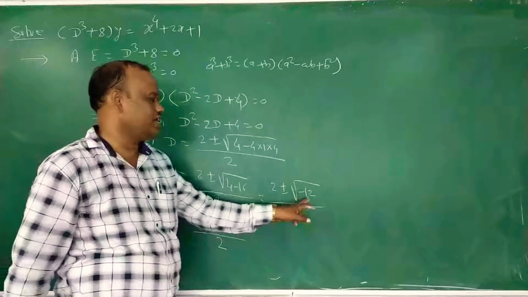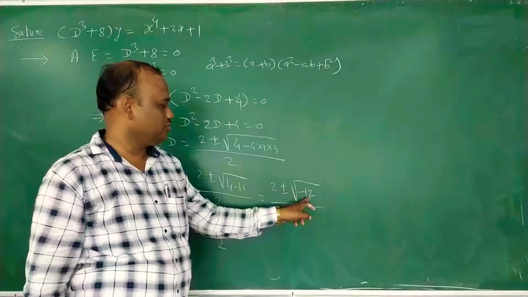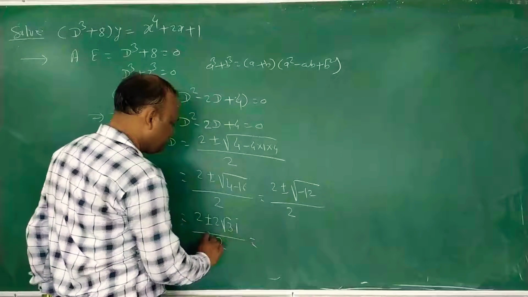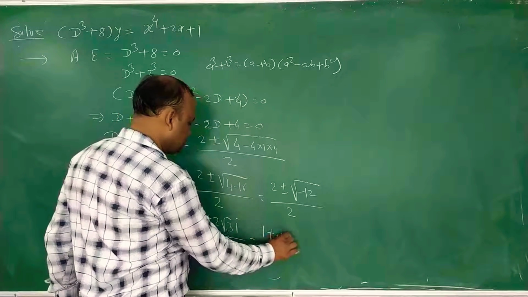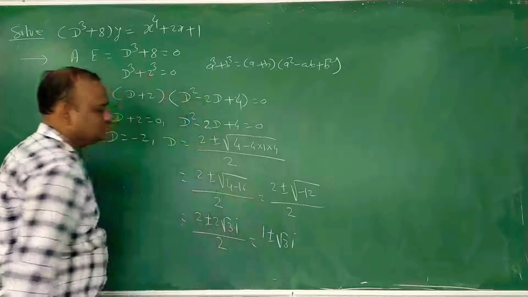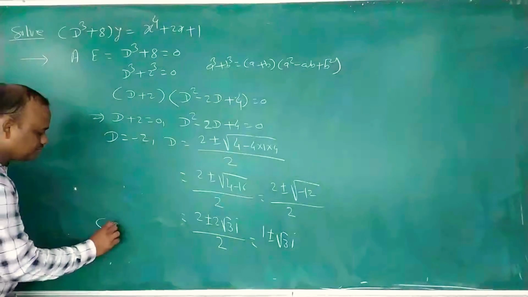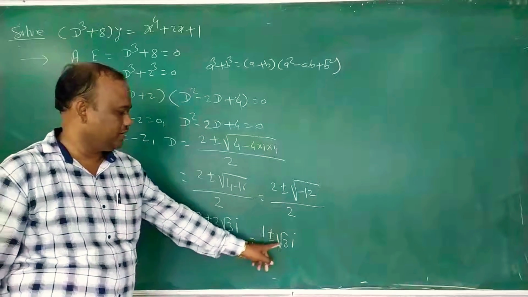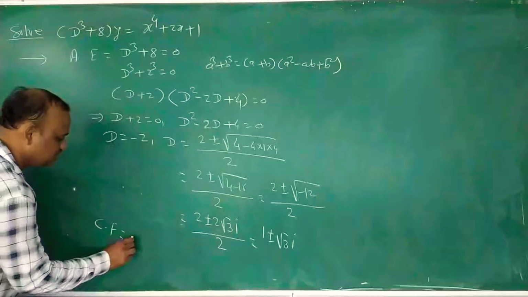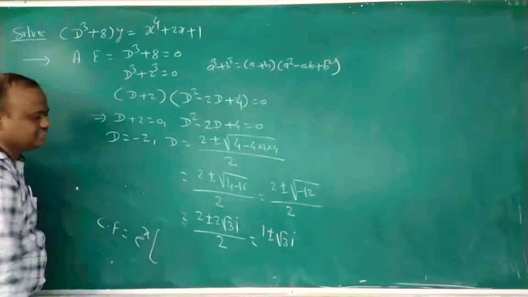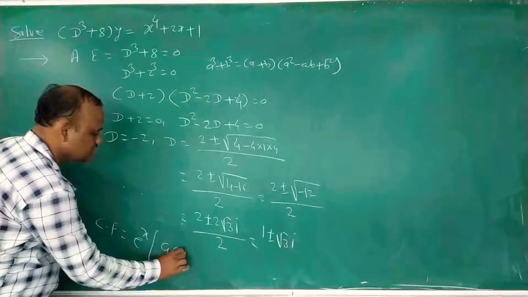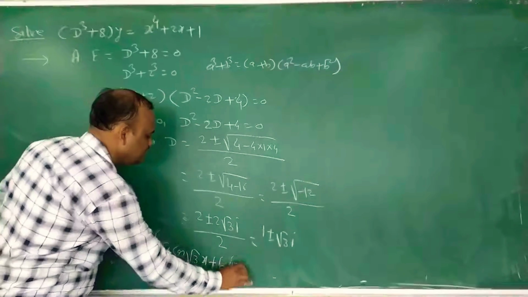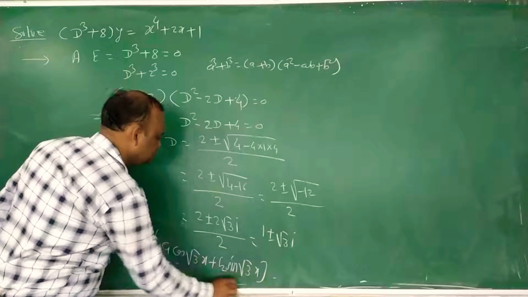How do we write this 2 root 3i? 12 we write 4 into 3, square root of 4 is 2 and root of minus 1 is i. So if we split the numerator here, then this 2 gets cancelled, that is 1 plus or minus root 3i. So using this we can write CF is equal to, if we compare this with alpha plus or minus i beta, then alpha equal to 1 and beta equal to root 3. So CF is e raised to alpha x, that is e raised to x into C1 cos root 3x plus C2 sin root 3x. This is the CF.